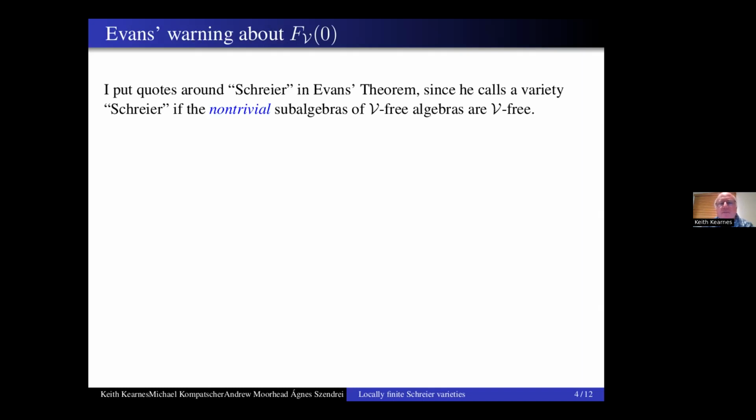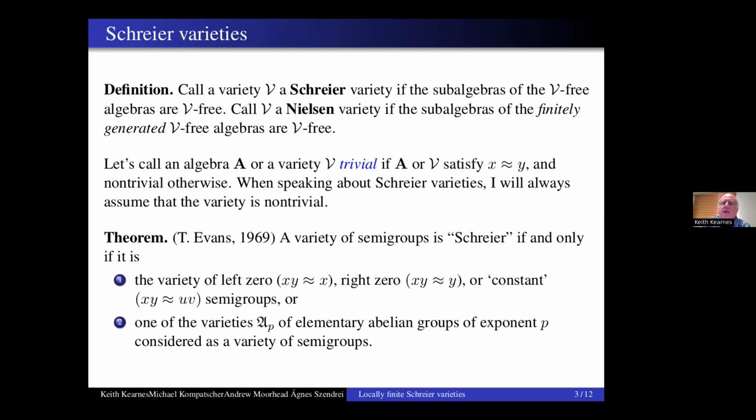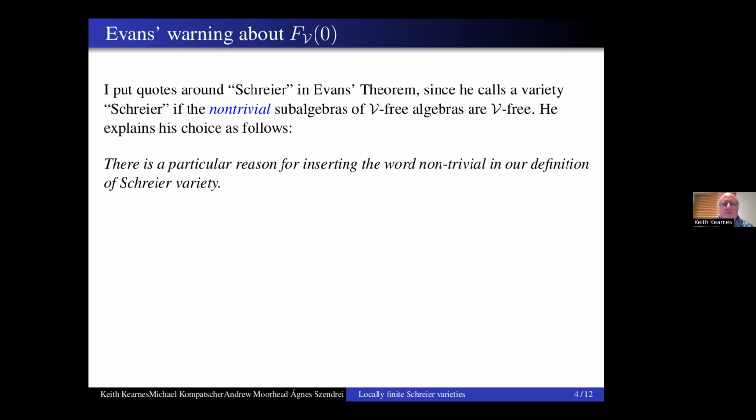So I put quotes around the word Schreier in Evans' theorem because he defines it slightly differently. He says the variety is Schreier if the non-trivial subalgebras of the V free algebras are free. So let me go back to the definition I gave. I just said a variety is Schreier if subalgebras of free algebras are free. But he says non-trivial subalgebras. And the difference is just, we're trying to avoid having to talk about the free algebra over the empty set. That's the point here. I'm going to quote what Evans writes in his paper.